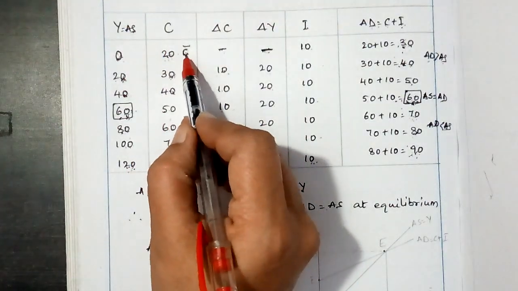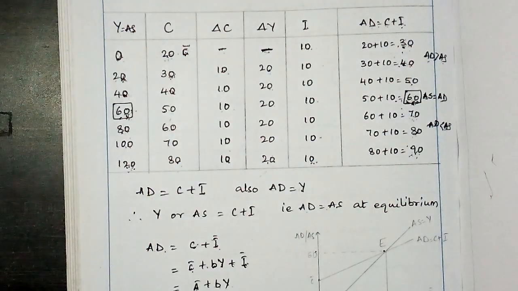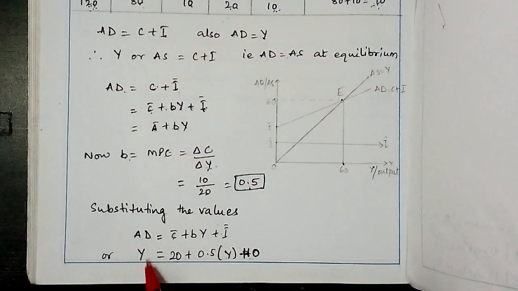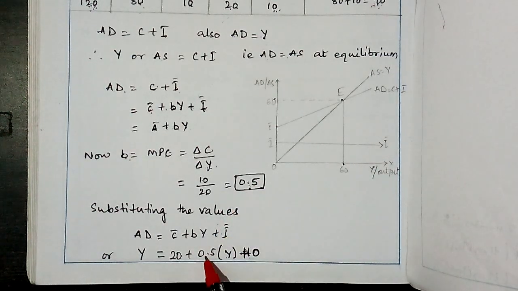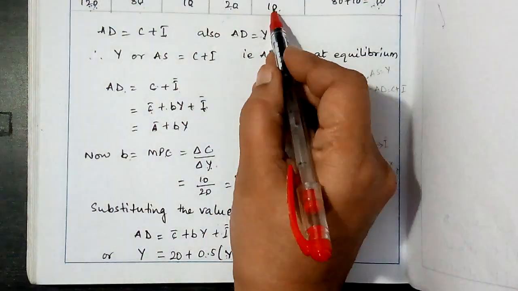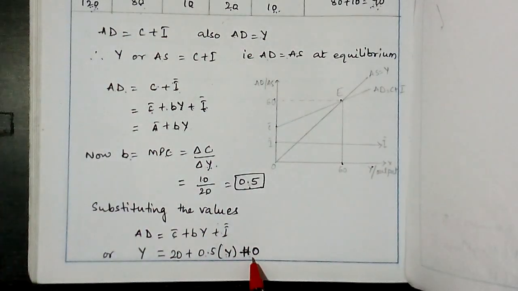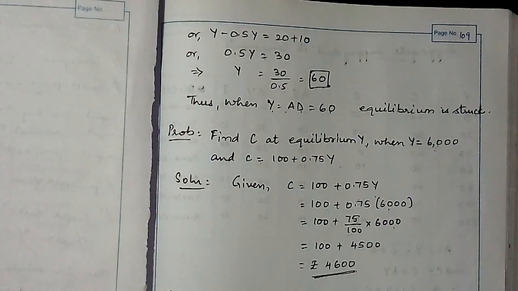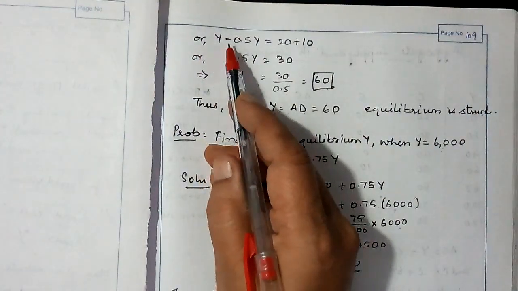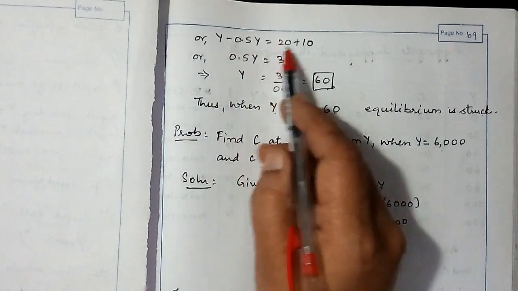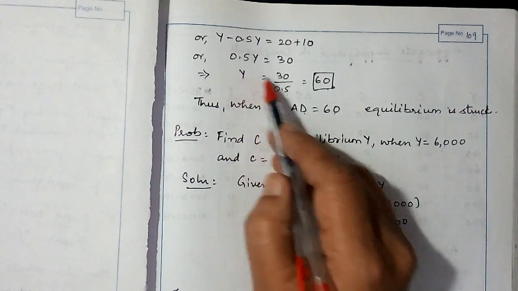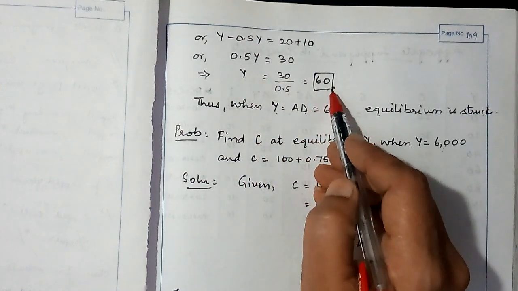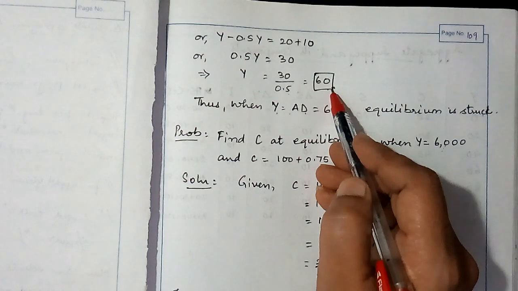Autonomous consumption we learnt is 20 plus 0.5, the B value is 0.5 into Y, plus autonomous investment is 10 here. So put the value 10. Y minus 0.5 Y is equal to 20 plus 10. So this will give us the value of Y equal to 30 by 0.5 equal to 60. So that is what we saw there.